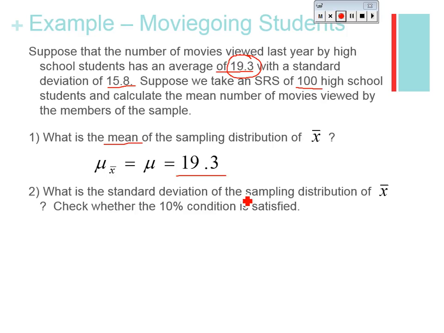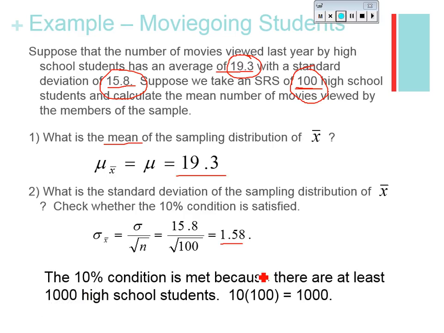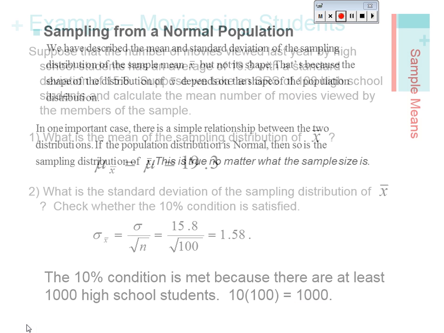Question number 2, what is the standard deviation of the sampling distribution? Check that the 10% condition is met. So if we're sampling 100 high school students, I would find the standard deviation by taking the population standard deviation divided by the square root of the sample size, and that comes out to be roughly 1.58. And as far as the 10% condition goes, if there are 100 students in our sample, then we would need to assume that there are at least 1,000 high school students in the population, which in fact is true.